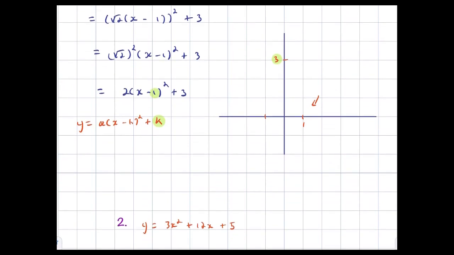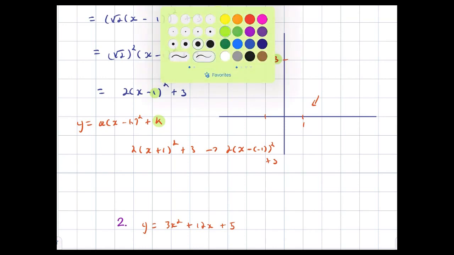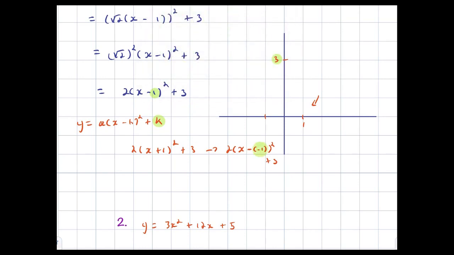Because we're subtracting 1. If we had 2 times x plus 1 squared plus 3, then that would be 2 times x minus -1 squared plus 3, and then the h, the x coordinate of the vertex, would be -1. And so this is an important subtlety to keep in mind. But because we got x minus 1 squared, we get a vertex at 1 and 3, and so that is the vertex of our parabola, and then we can graph it.